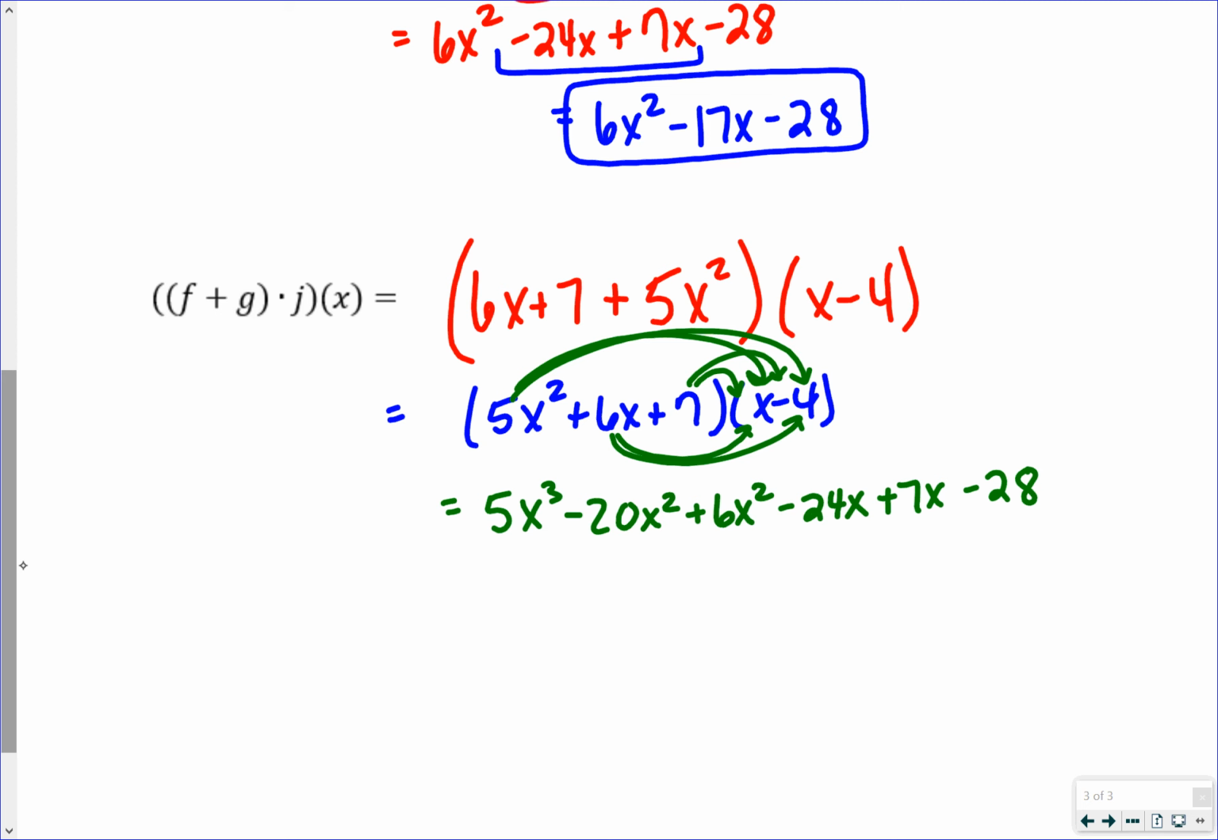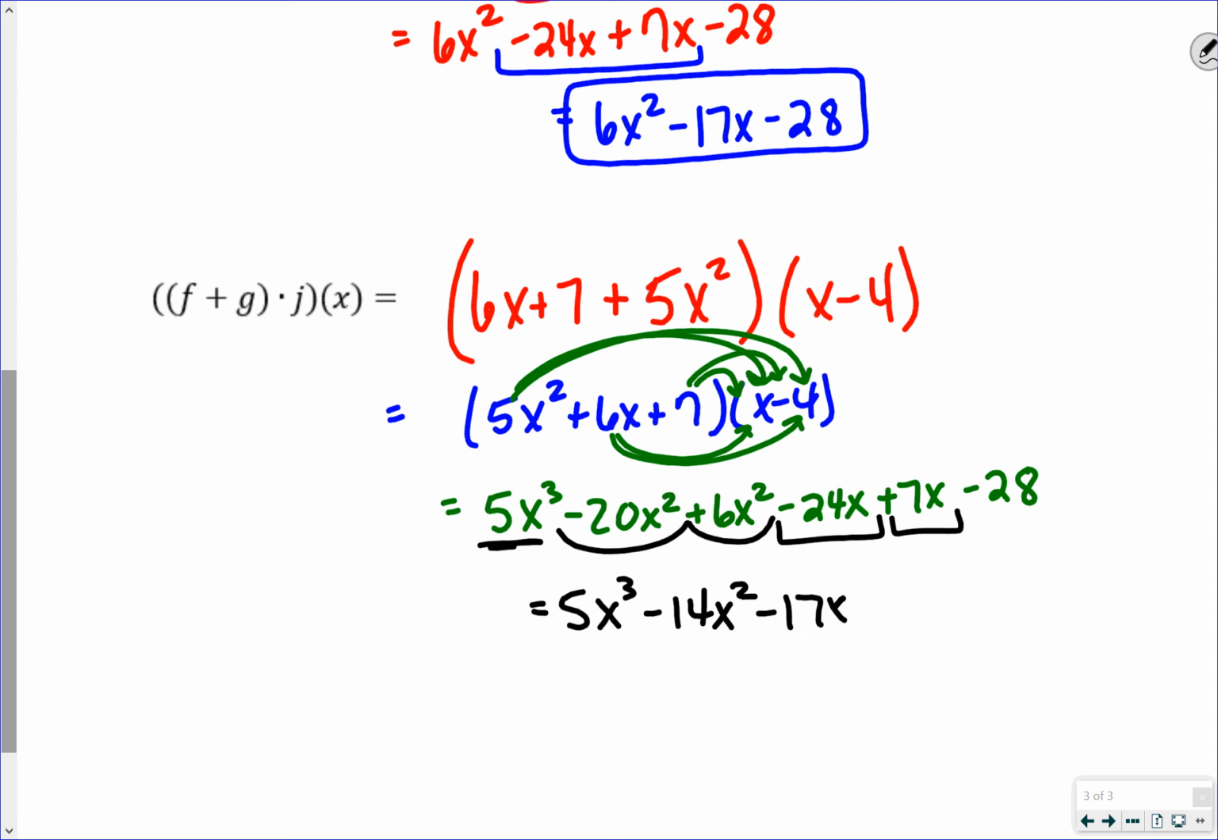Now I'm just going to combine the numbers that are alike. I have an x cubed, only one of them, it stays 5x cubed. My squared, negative 20x squared plus 6x squared is a negative 14x squared. My linear, minus 24x plus 7x is negative 17x. And then I have a minus 28, all by itself. And that's it. And we're done.